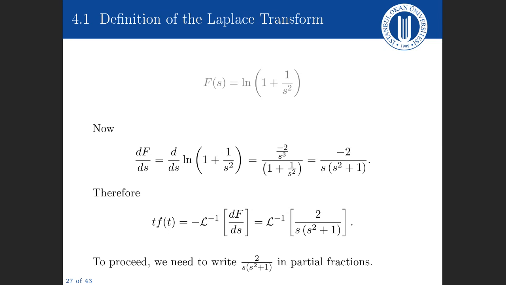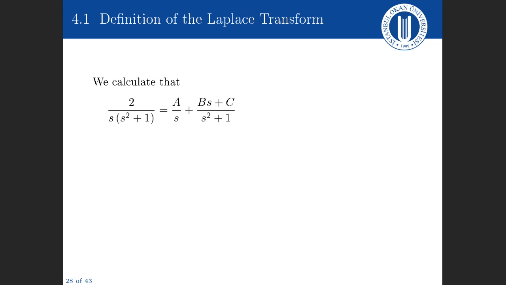To be able to go any further in this calculation, we need to write 2 over s times s squared plus 1 in partial fractions. Hopefully this is revision for you, but if not, go back to your first year calculus notes and revise this. I have an s on the bottom and I have an s squared plus 1. So this is going to be equal to something divided by s plus something divided by s squared plus 1. Now, s squared plus 1 is a second degree polynomial. So on the top, something will be a first degree polynomial. The degree is always one less. s is a first degree polynomial, so on the top there should be a polynomial of degree zero, which is just a constant.